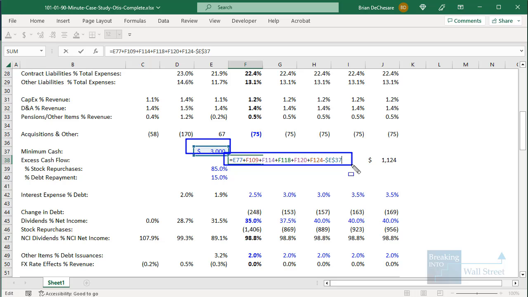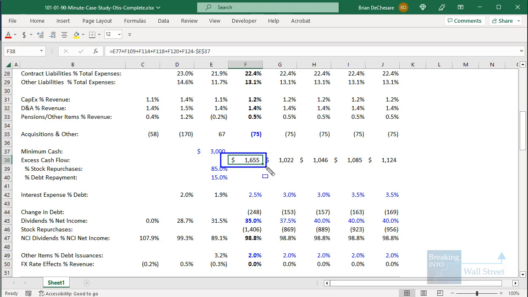And so essentially we're saying this company has to maintain $3 billion of cash at all times. And here's how much they have before that requirement. Let's subtract that $3 billion and see how much they have. They have around 1.6 or 1.7 billion, which means that they can repay some of their debt and they can also repurchase some of their stock.